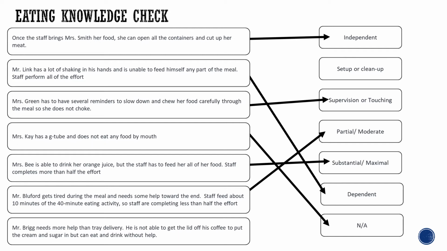Mr. Brigg needs more help than tray delivery. He is not able to get the lid off his coffee to put the cream and sugar in, but he can eat and drink without help. How do we code this? We are coding this as setup or cleanup because Mr. Brigg needs help with the setup of his meal tray.